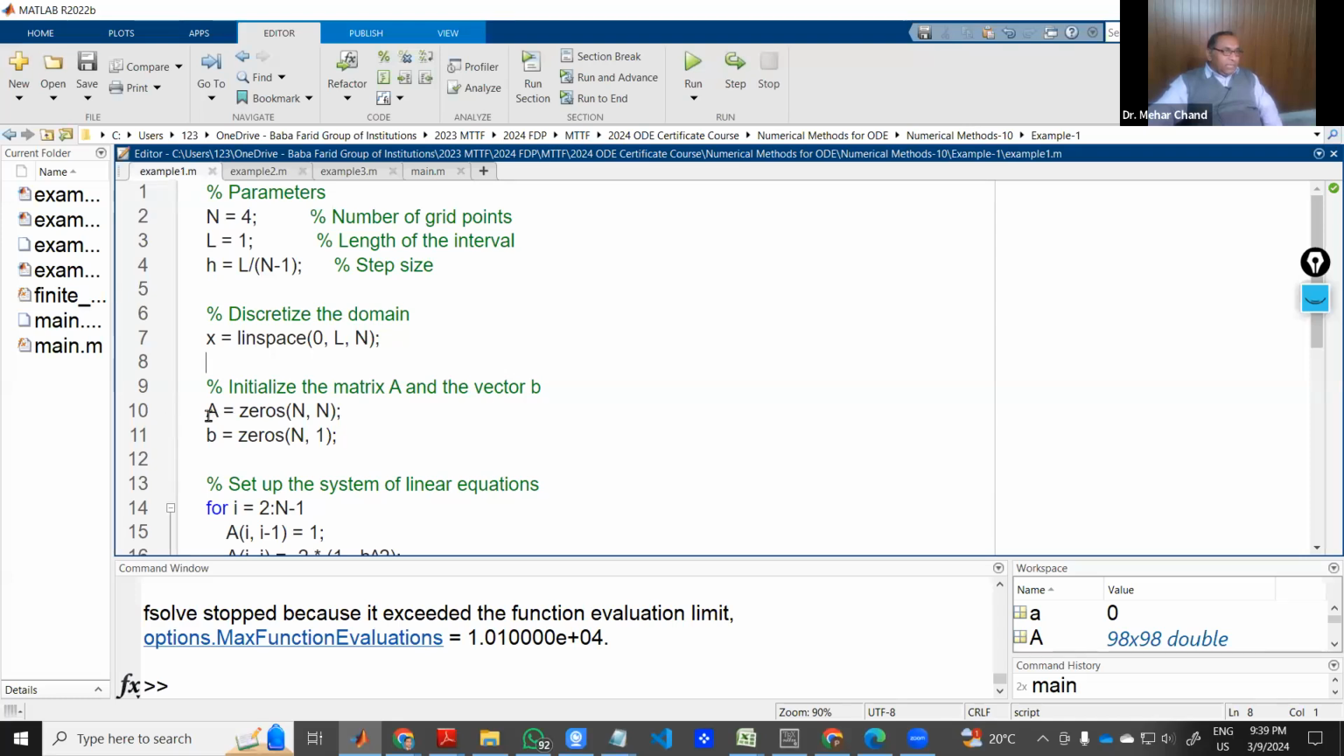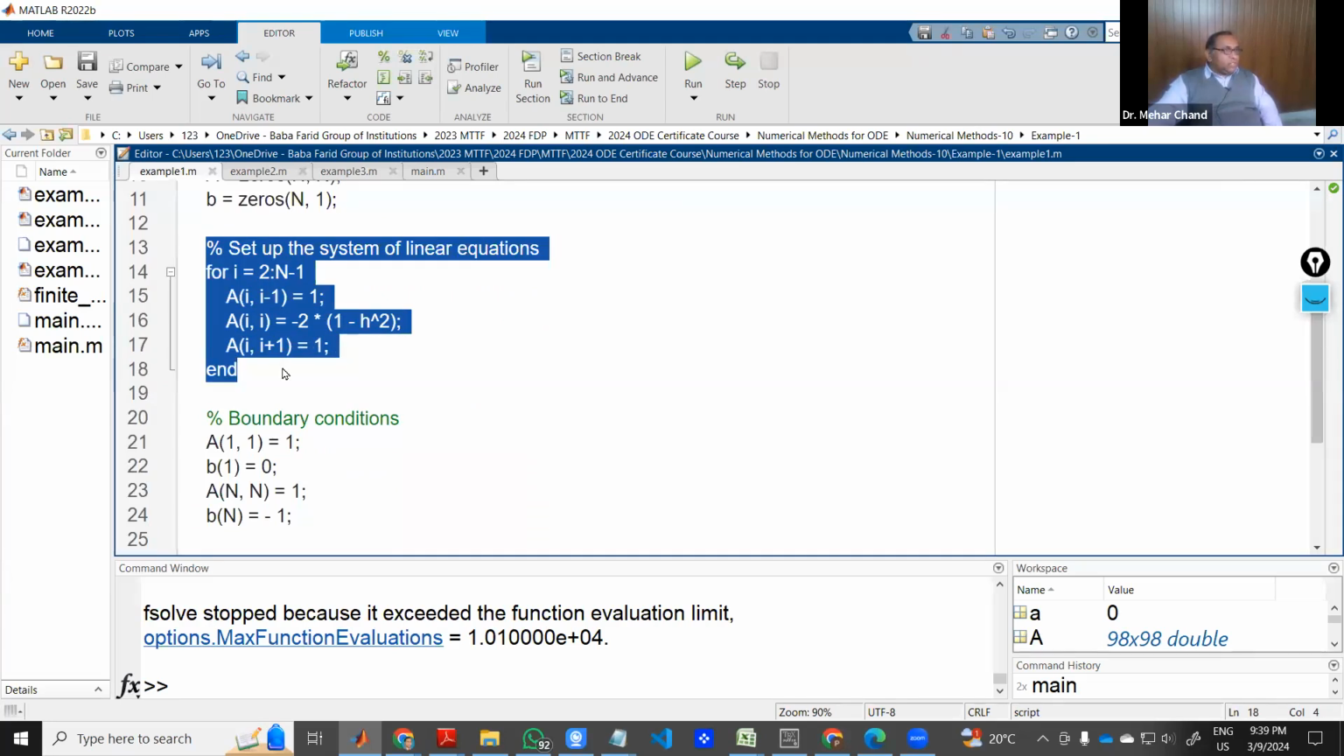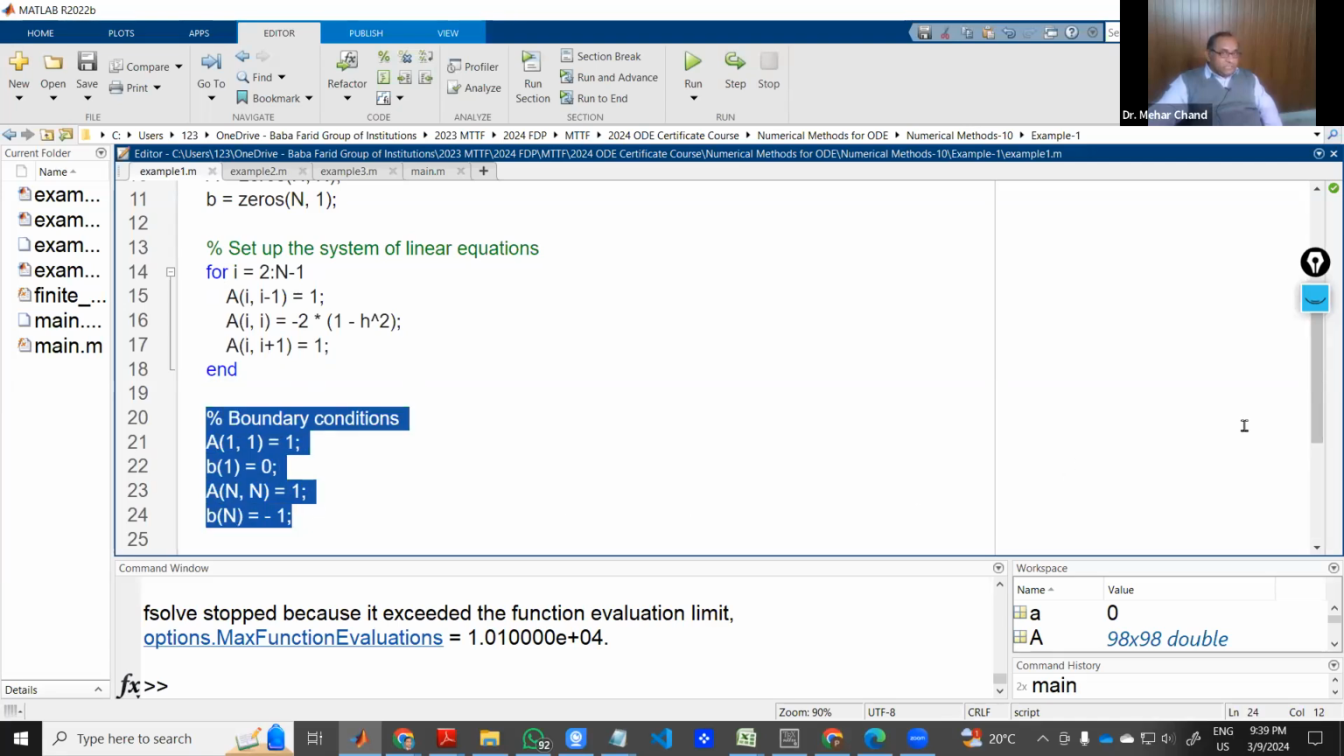Then we have zeros of A and zeros of B. Okay, so the size of A zeros is n by n. This will always be a square matrix. And for B, we will have only a column vector. Okay, and this is the initialization of matrix A and vector B. After that, this part we have already discussed. This is the setup of the system of linear equations, and these are the boundary conditions.